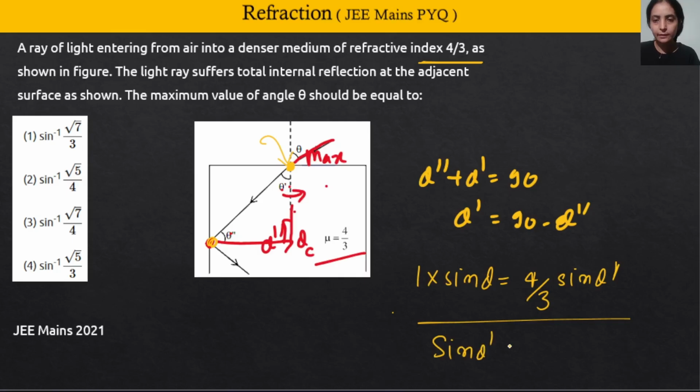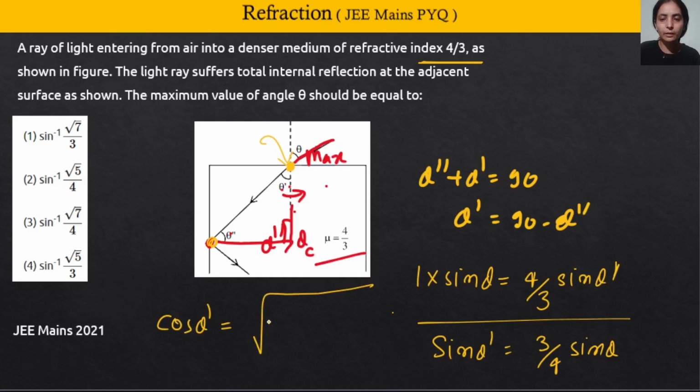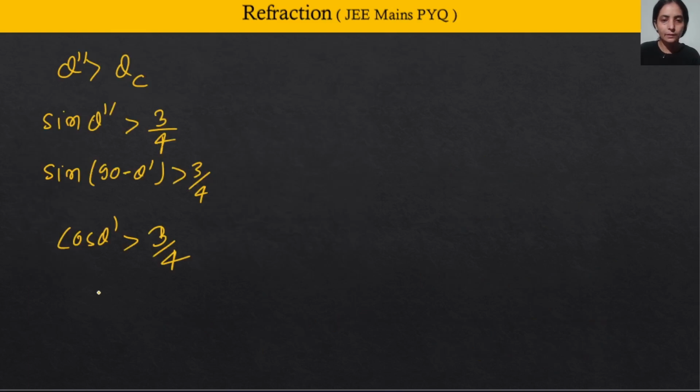Sin theta dash is equal to 3 by 4 sin theta. So can we write cos theta dash in terms of theta? Yes. So cos theta dash will be equal to root under 1 minus 9 by 16 sin square theta. Right? So cos theta dash you can write here as 1 minus 9 by 16 sin square theta.